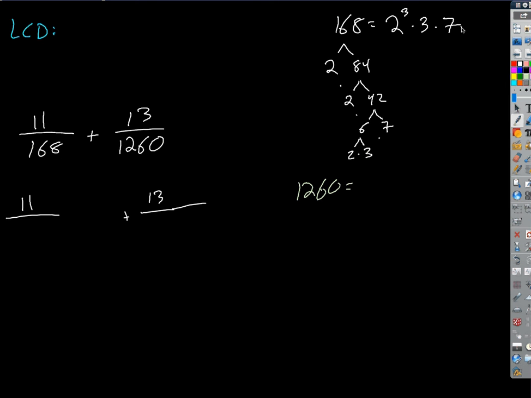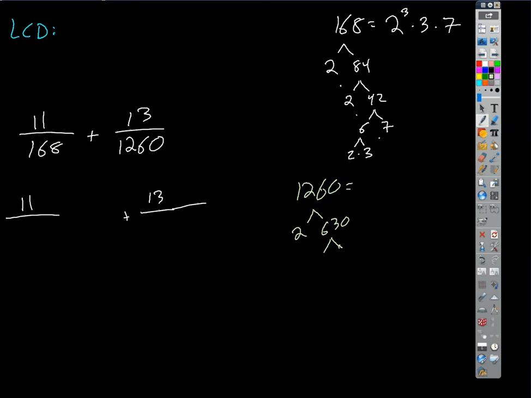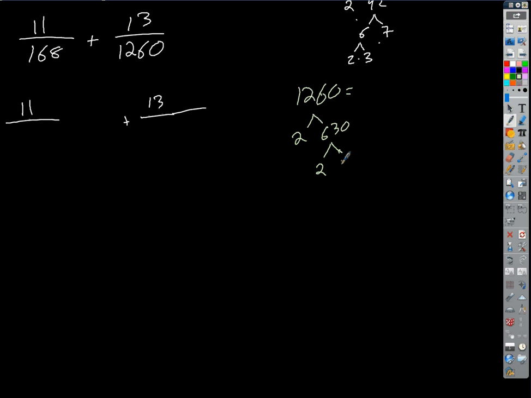Good. Okay, what about 1260? 2 and 630. How did you know that? We're just cutting that in half. Let's go 2, 3, 10, 315. It ends in 5, so we could do a 5. 63. Good. 9 and 7. Let's do 3 and 3 now. That's all you can do. And now we're done.